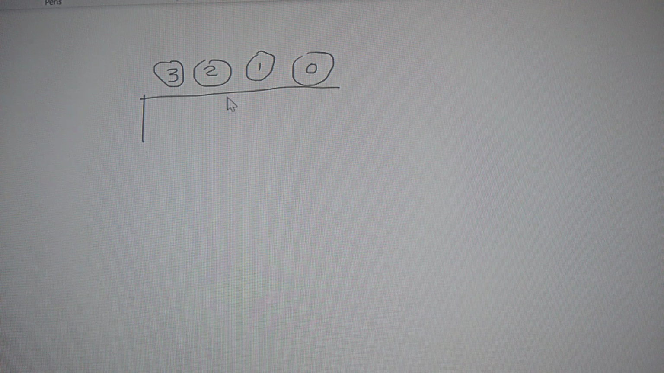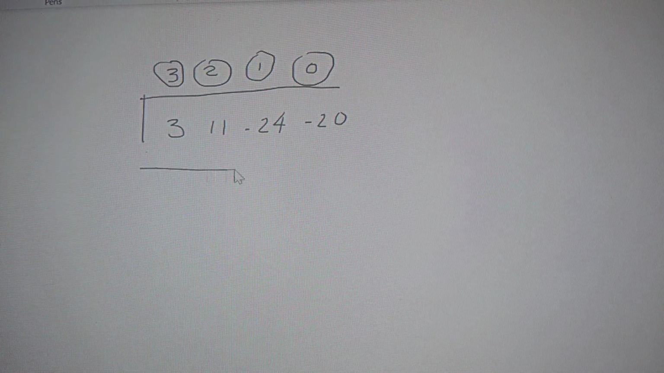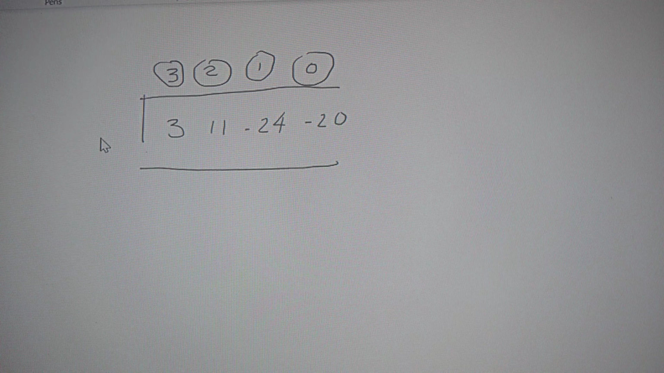That is, we have the 3, those are the exponents, 2, 1, and 0. And then we have the testing of first the coefficients, right? So that'll be 3, 11, minus 24, and minus 20. So let's test each. Let's get started with, say, 1.